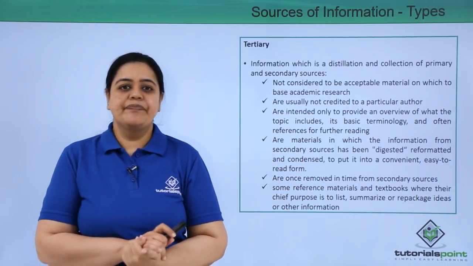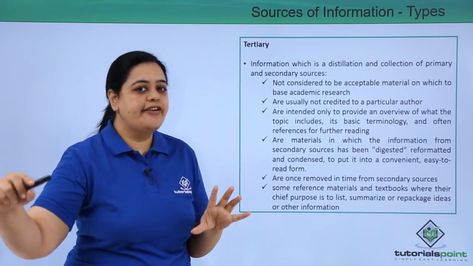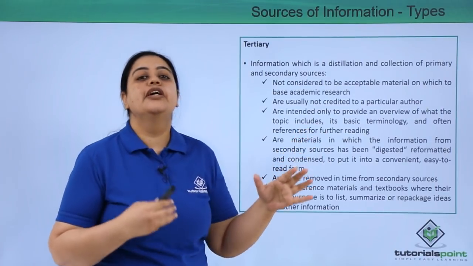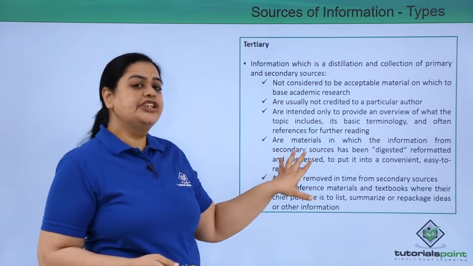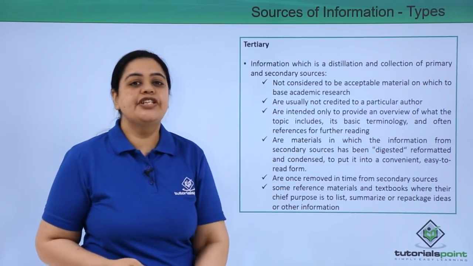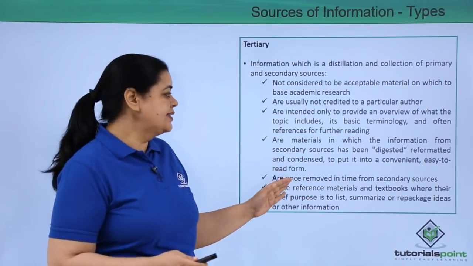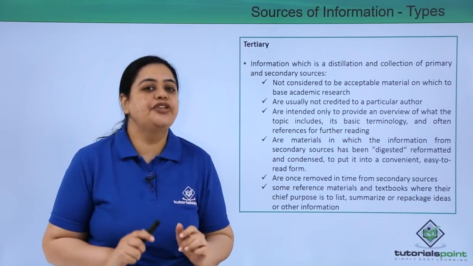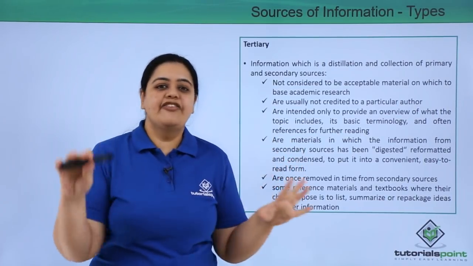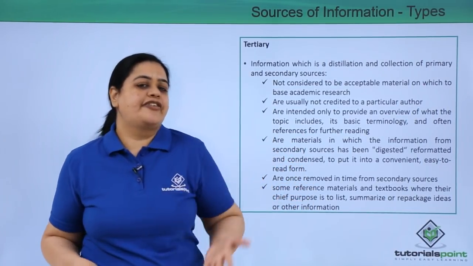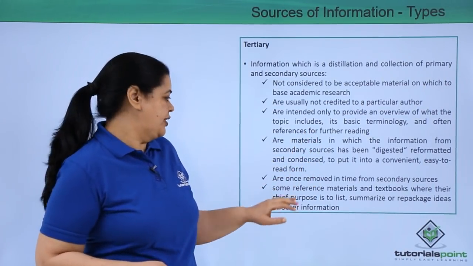For example, if I say these are the number of women earning in India, then I will give a reference from where I got the information. If you want to dwell more on the information, you can go to that particular reference. Tertiary information are the materials in which the information from secondary sources has been digested, reformed, condensed to put into a convenient, easy to read form. So generally, I will take the information either from the primary or secondary source, again rearrange it maybe in a tabular format in an attractive manner so that the reader can understand the information.